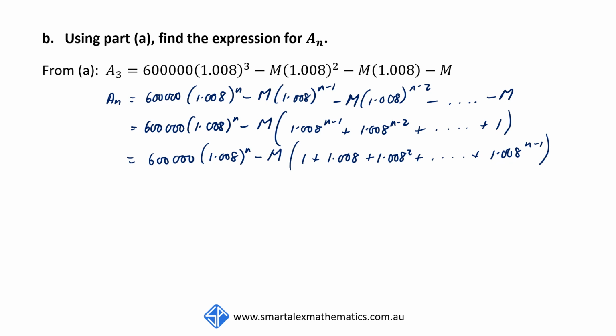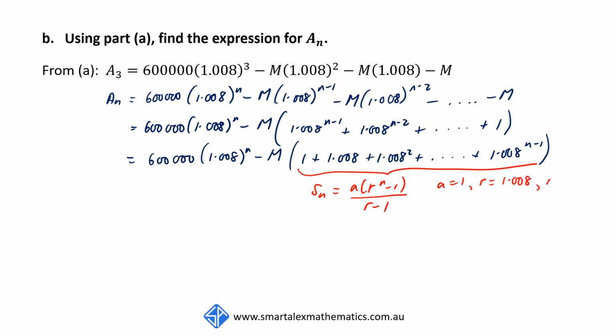What we now have here is a sum of a geometric series, and we can simplify this using the formula Sn is equal to a times r to the n minus 1 over r minus 1. a is the first term, and in this series here, a is equal to 1. r is the common ratio, which is 1.008, and n is the number of terms. And in this series, we have got N terms, so n is just equal to N.